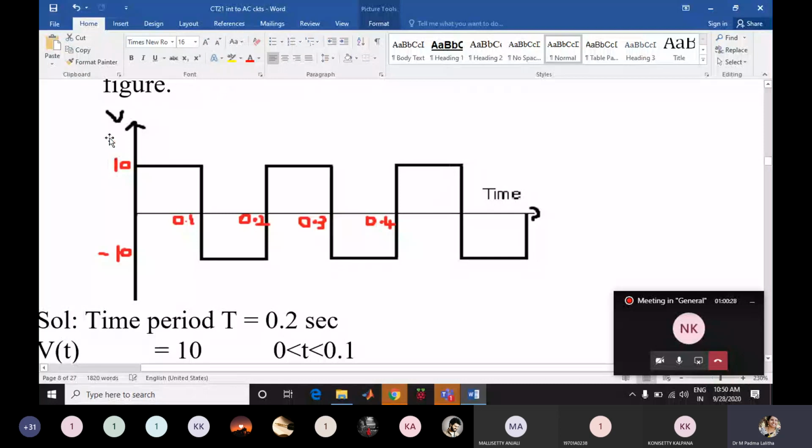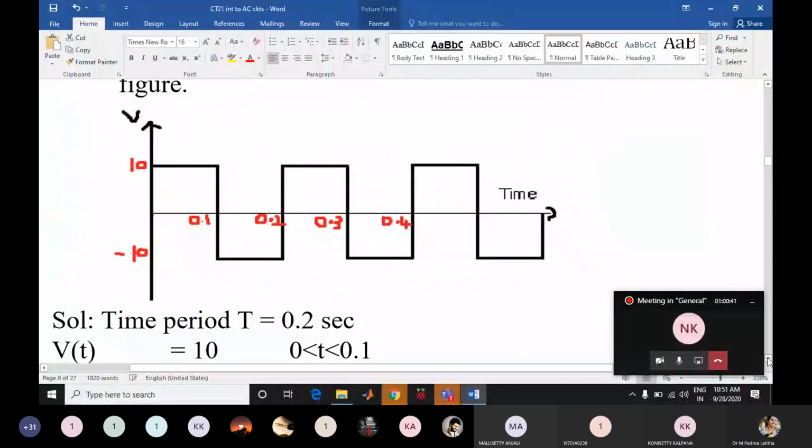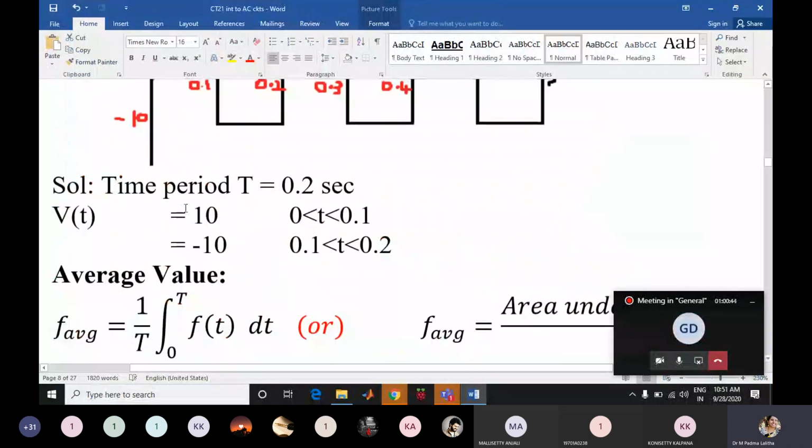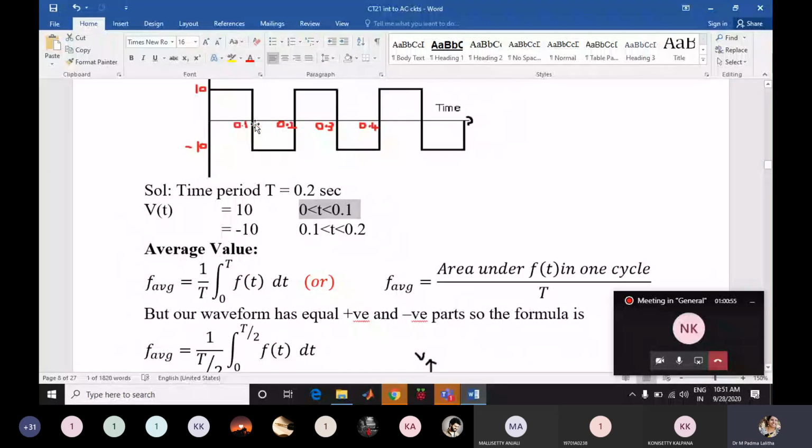Therefore, v of t is equal to 10 during... So just see the figure. From 0 to 0.1, this line is from 0 to 0.1. So when t is between 0 to 0.1, v of t is represented by 10. So why 10? Because it is a constant line, a horizontal line at 10.